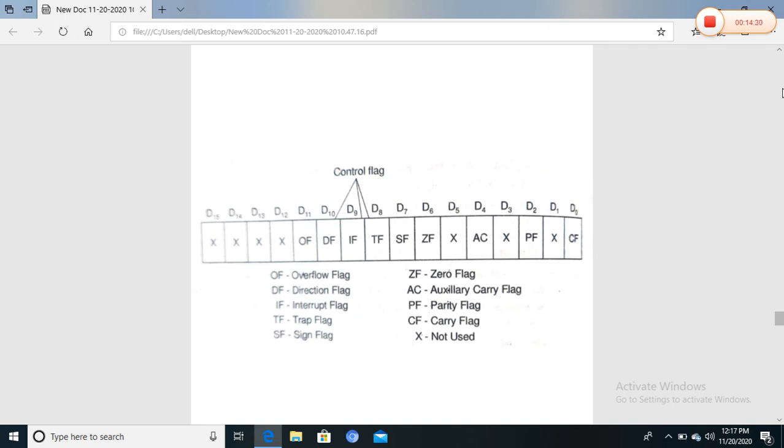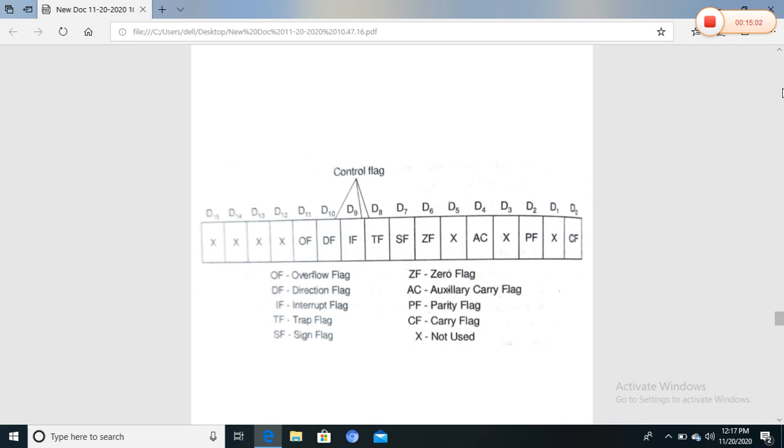The status of that flag indicates some condition produced by the execution of an instruction, or controls certain operations of the EU. That is known as the flag register. Sign flag. This sign flag is used for signed numbers. If the result obtained is negative, then the sign flag is 1. If the result obtained is positive, then the sign flag is 0.